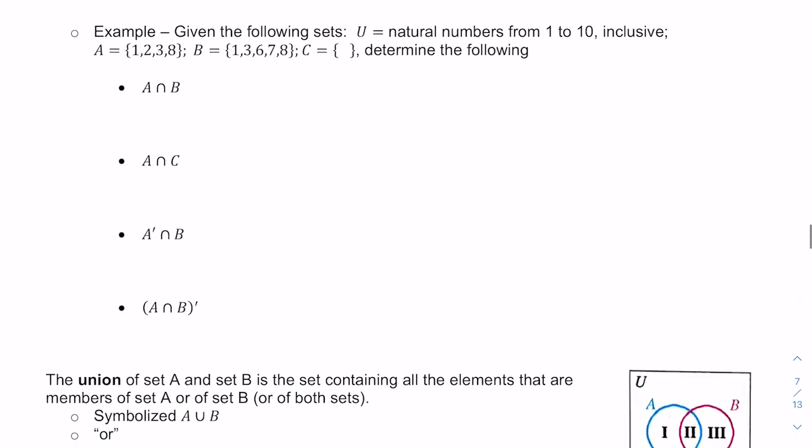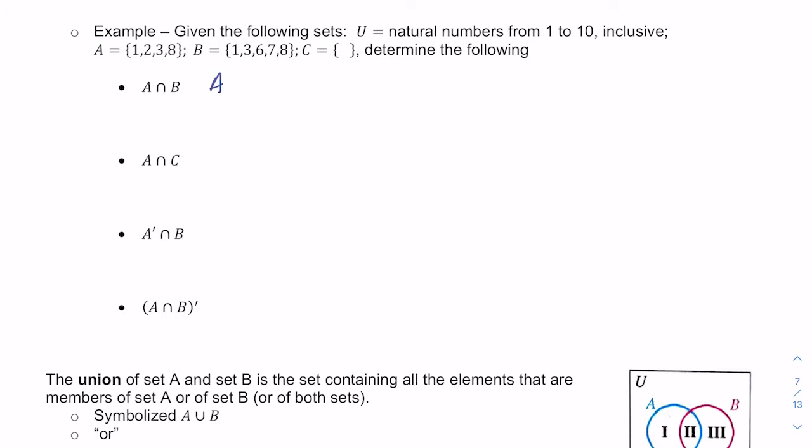So an example of an intersection is, let's say we have our universal set as the natural numbers from 1 to 10 inclusive. So that means 1 through 10, including 1 and including 10. So from our universal set, we've got our set A, B, and then C, which is the empty set. So the first thing we're going to determine is A intersects B. So what elements are included in both A and B? What are common to both?